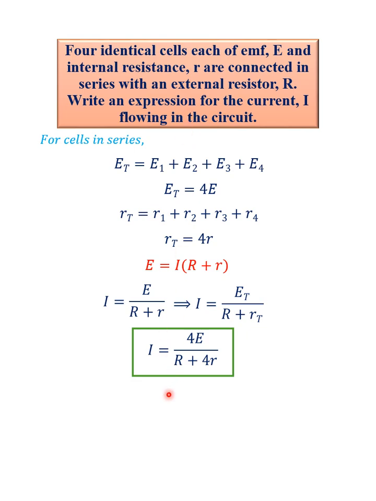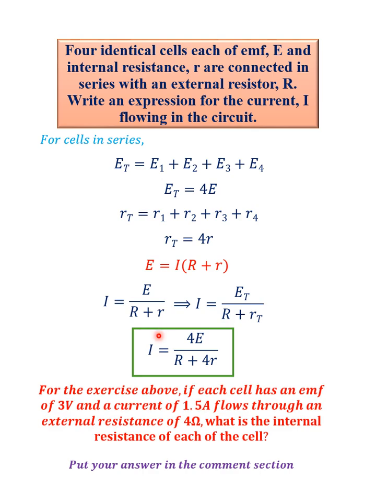Very simple and straightforward. As a follow-up to this exercise, I want you to try this. For the exercise above, if each cell has an EMF of 3 volts and a current of 1.5 ampere flows through an external resistance of 4 ohm, what is the internal resistance of each of the cells? So as a follow-up to this question, figures are now given and your task is to find the internal resistance r of each of the cells.